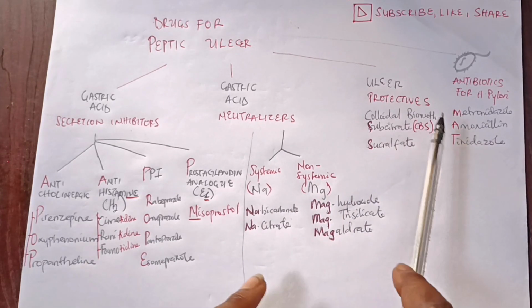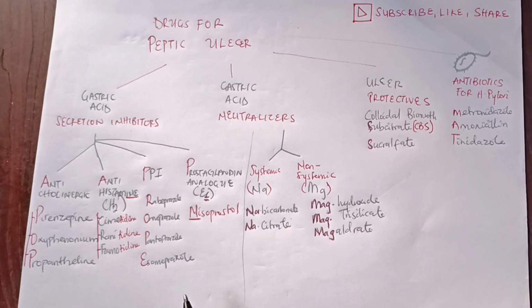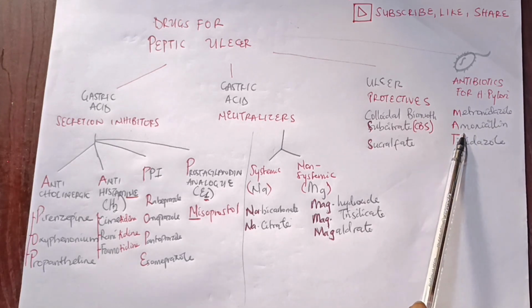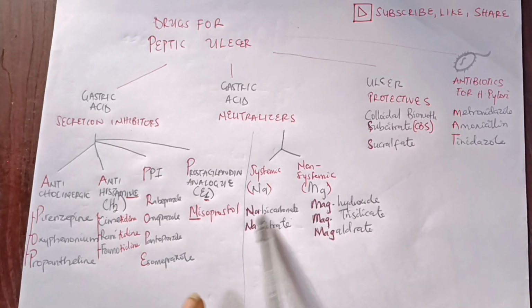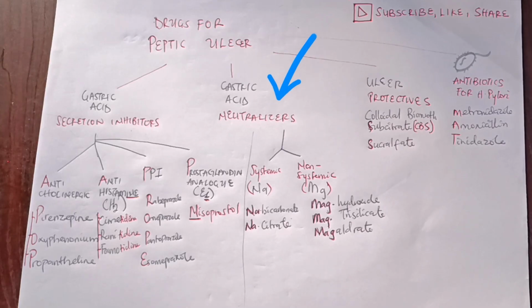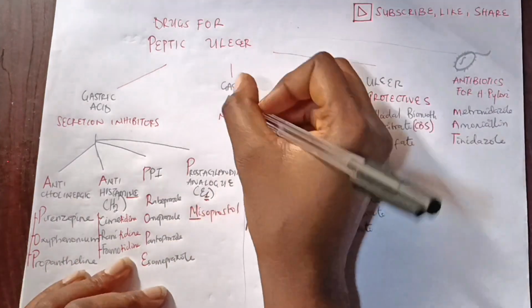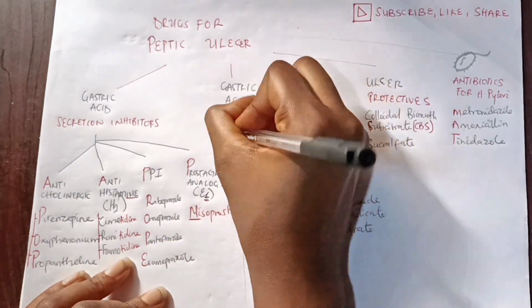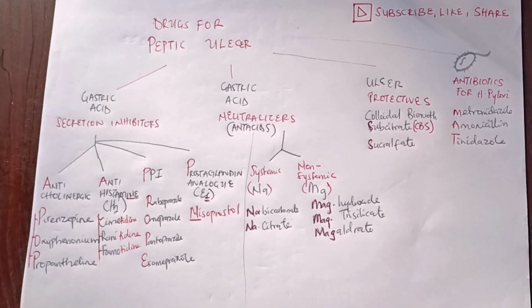Okay, and then we'll now come to the antibiotics, and I say we can use the MAT protocol where we have metronidazole, amoxicillin, and tinidazole. And I also want to let you know that the gastric acid neutralizers are also known as what? The antacids. So this is where we have the what? The antacids. Okay, this is it for the drugs for peptic ulcer.